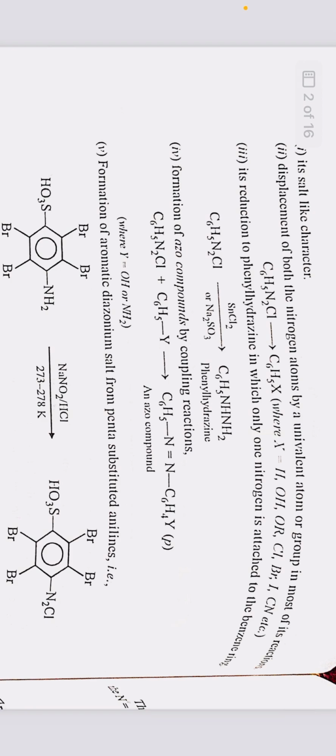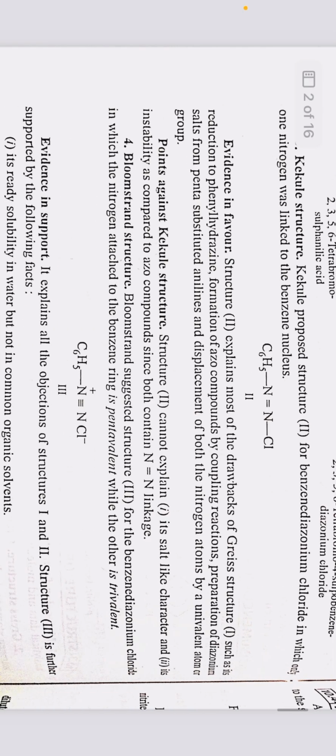The displacement of both nitrogen atoms by a univalent atom or group in most of its reactions, that is C6H5N2Cl goes to C6H5X. Its reduction to phenylhydrazine, in which only one nitrogen is attached to the benzene ring. Formation of azo compounds by the coupling reactions. Formation of aromatic diazonium salt from the penta substituted anilines.